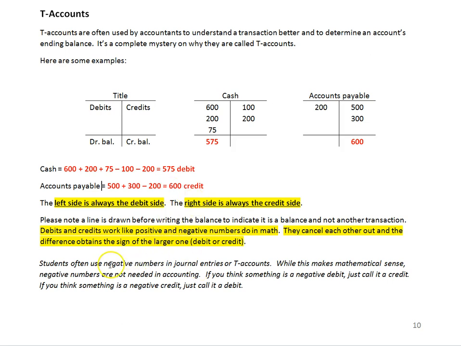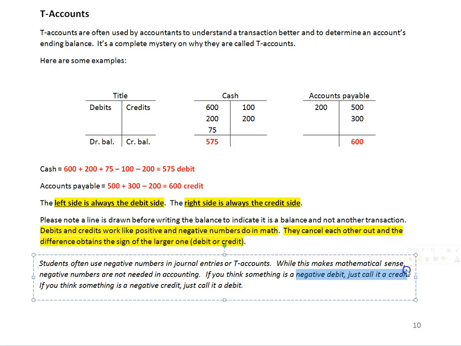Alright, oftentimes students use negative numbers in journal entries or T accounts, but you really don't need to do that in accounting. Because if you think something is a negative debit, just call it a credit. So we don't need negative numbers. If you think something is a negative credit, just call it a debit. So we'll never put a negative number in here.